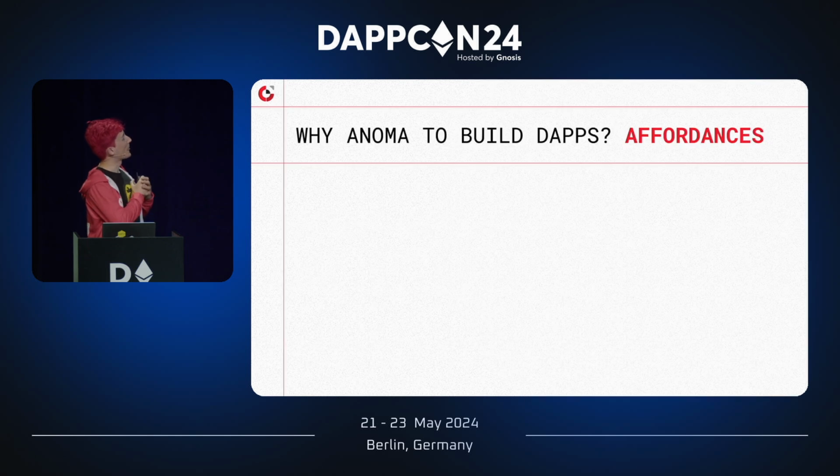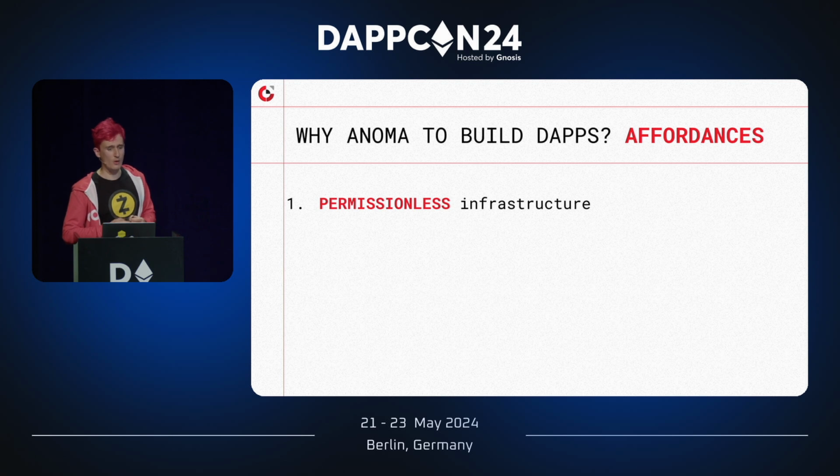So why use Anoma to build dApps? What kind of affordances do you actually get here? Well, first, you get permissionless infrastructure. And this is not to say that there's just some magic cloud in the sky. It just means that there's no whitelist. You don't have to ask someone specifically to run this code. As long as people in the ecosystem, node operators, for example, Ethereum validators, run this as a sidecar, you get access to intent-based infrastructure.